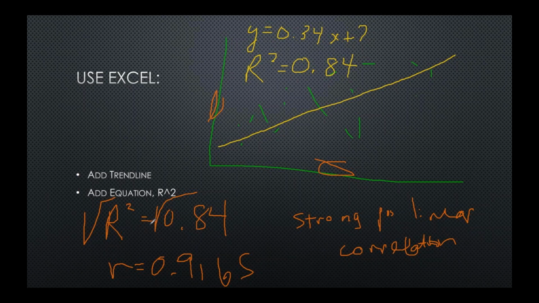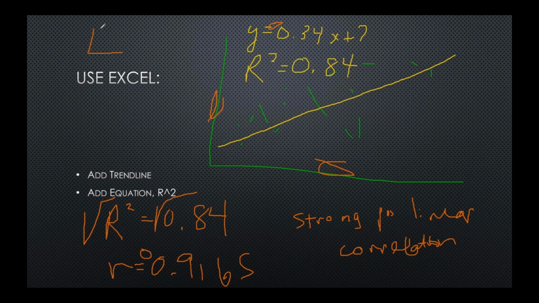Now, one thing that I want to mention, your calculator is always going to spit out a positive value for R. You need to make sure that the sign, whether it's positive or negative, matches the sign of your slope. So in this example, my slope is positive, right? My line goes up, slope is positive, and therefore my R value is going to be positive. So you have to make sure those two match.